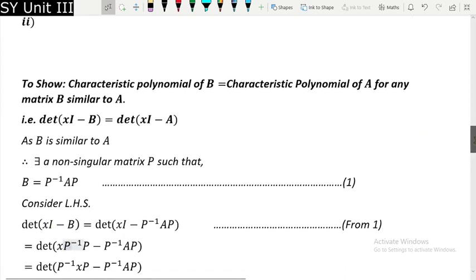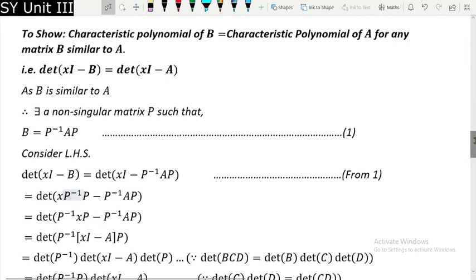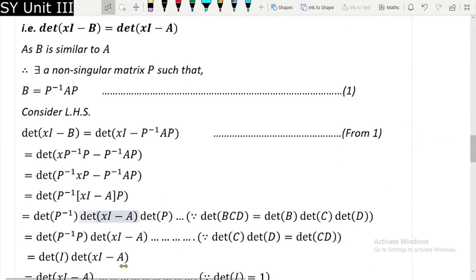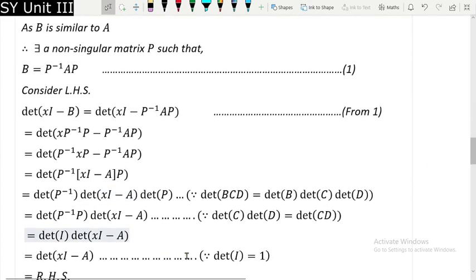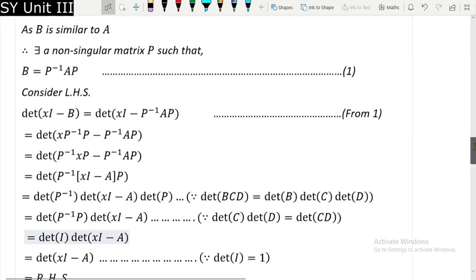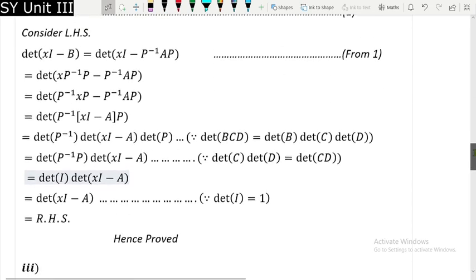Then the adjustment of this scalar can be shifted anywhere. Then the P inverse from the left hand side and P from the right hand side has been taken common. Then the property has been used. Again the determinant of P has been shifted. You will get determinant of I over here, and that's it, determinant of xI minus A, and this is our right hand side, and that is what we wanted to prove.